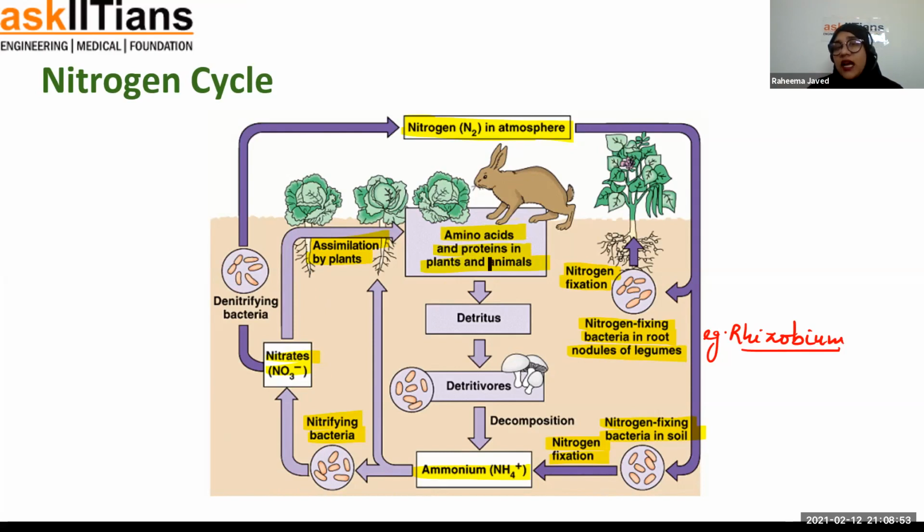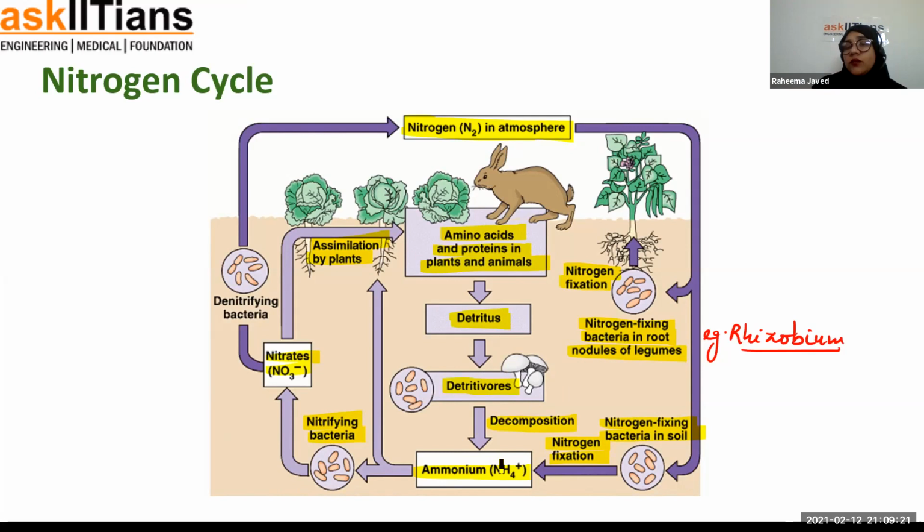When these plants and animals die, they become the detritus. This detritus is the dead and decaying matter after the death of a plant or an animal, which is decomposed by the detritivores of the soil, which are bacteria and fungi. And the decomposition process also adds to the ammonium reservoir of the soil.